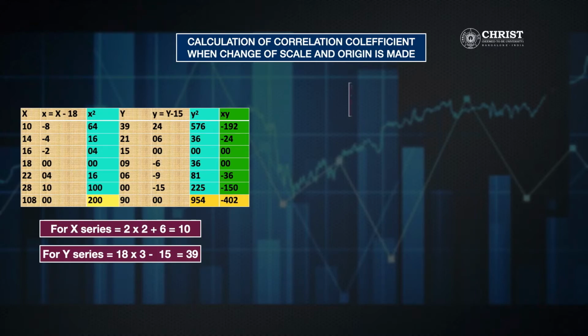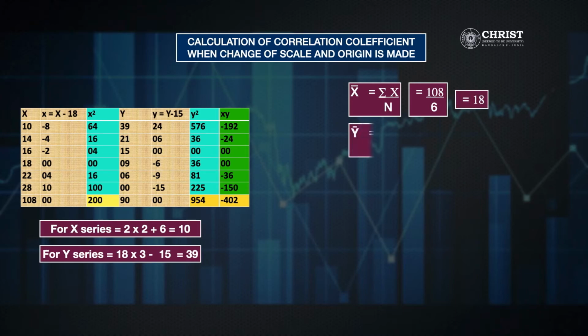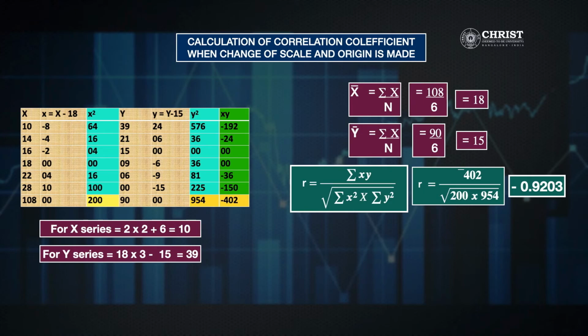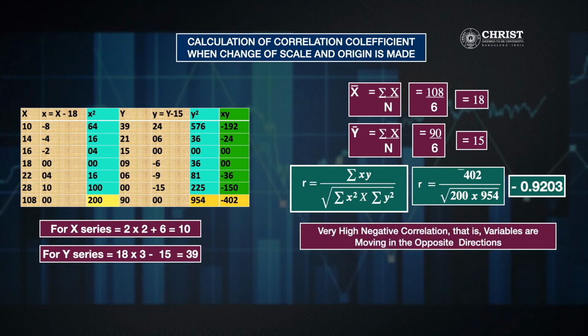The mean for the x series is 18, that is, the total of x values divided by the number of values, where n denotes the number of observations. So 108 divided by 6 gives 18 as the mean for the new series, and the y bar, or y series mean, is 15, that is 90 divided by 6. Now we substitute the values in the equation. The correlation coefficient is sigma xy divided by root of sigma x squared into sigma y squared. Substituting, we get r equal to minus 402 divided by root of 200 into 954, that is equal to minus 0.9203. So for the first set of values and the second set of values, the r value is the same.